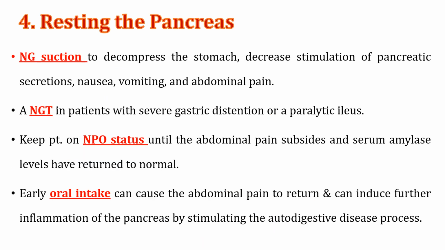Regarding the interventions to rest the patient's pancreas, these include first the insertion of a nasogastric catheter for decompression of the stomach and removal of abdominal distension, and also to decrease the stimulation of the pancreatic enzymes and nausea and vomiting and abdominal pain. A nasogastric tube in patients with severe gastric distension or paralytic ileus is highly recommended.